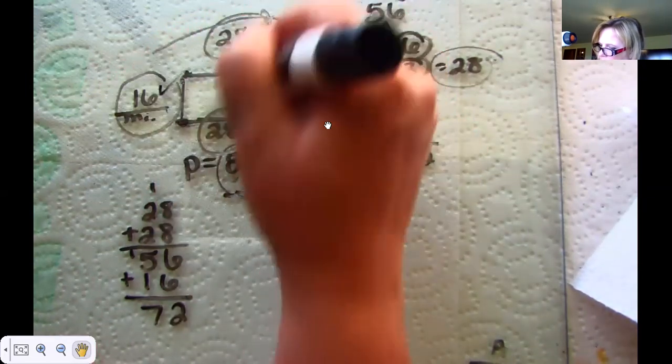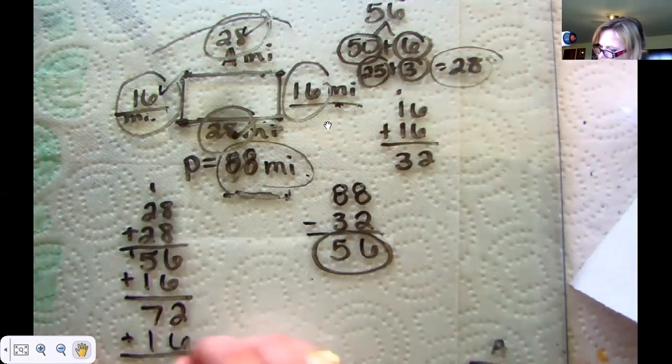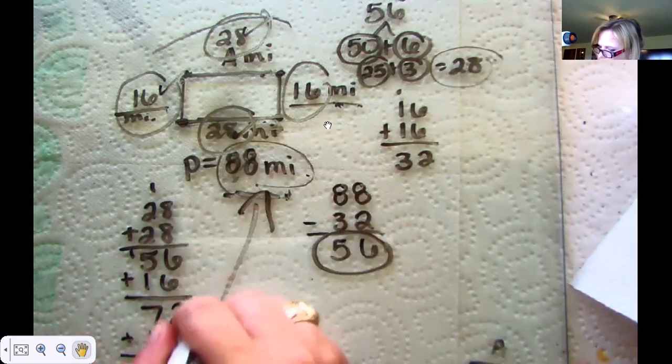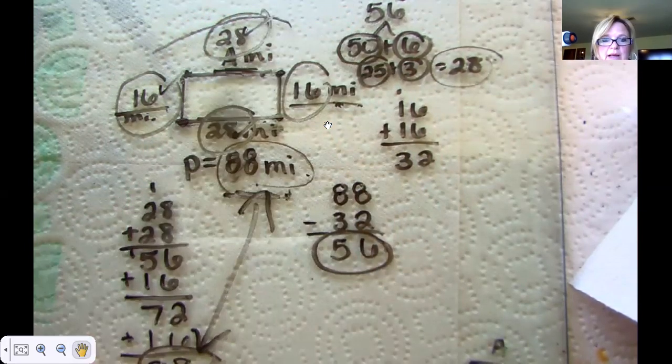And now I've got to add in this last side, 16, and I should be at 88. 6 plus 2 is 8. 7 plus 1 is 8. Yep, that checks out. 88. So the answer to side A, what is the length of side A? It's 28 miles.